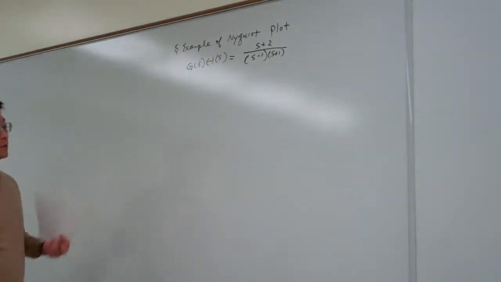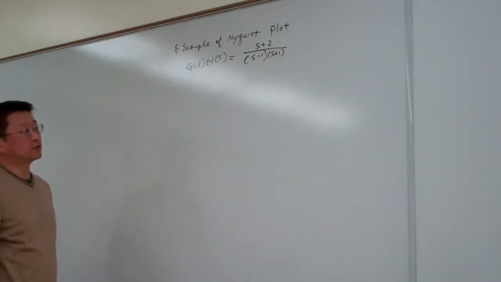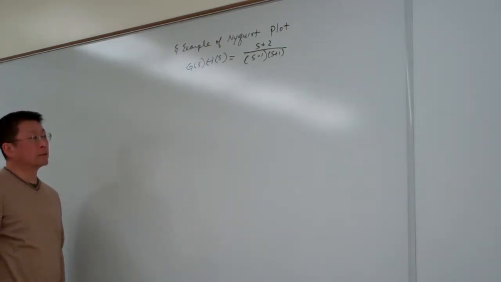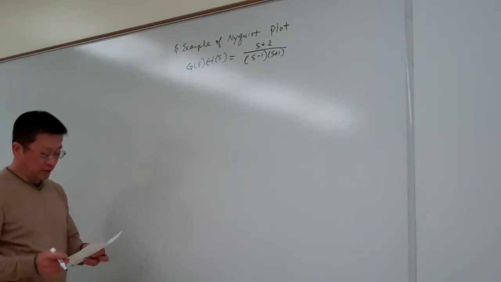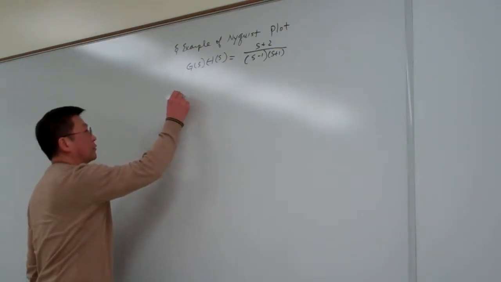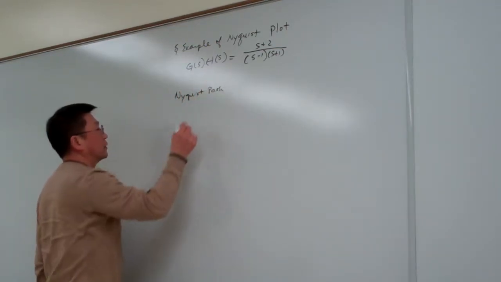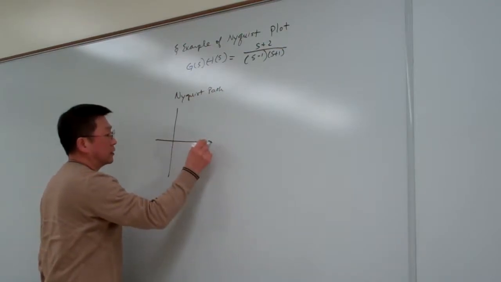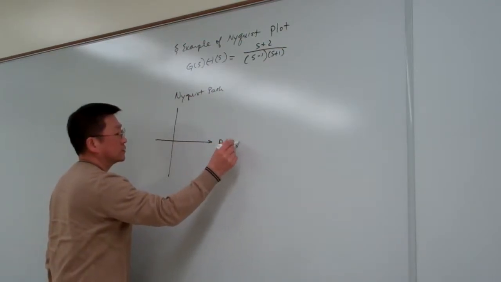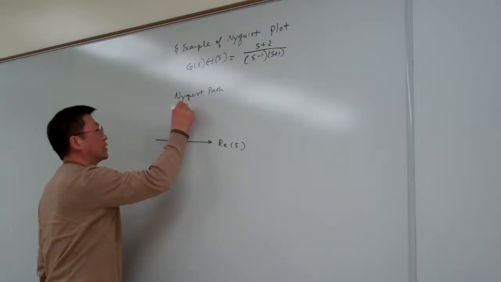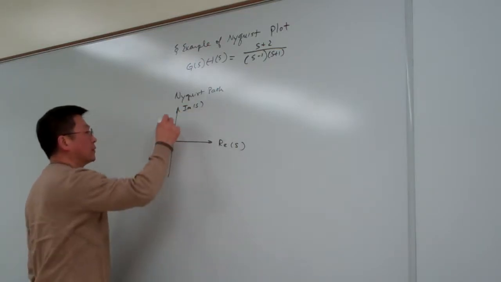Okay, so for this one, please watch the videos on the playlist on YouTube, and here is the result. So for the Nyquist path, that one is to cover the entire right-hand side of the complex plane.